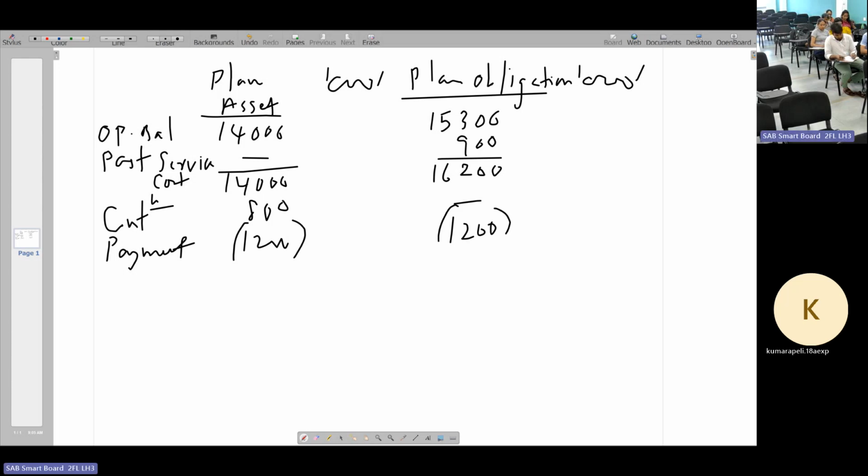1,200. Then interest. 6%. 14,000 into 6%, 840. Here 972.